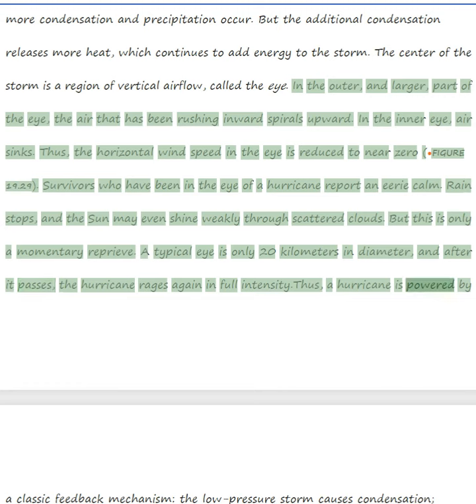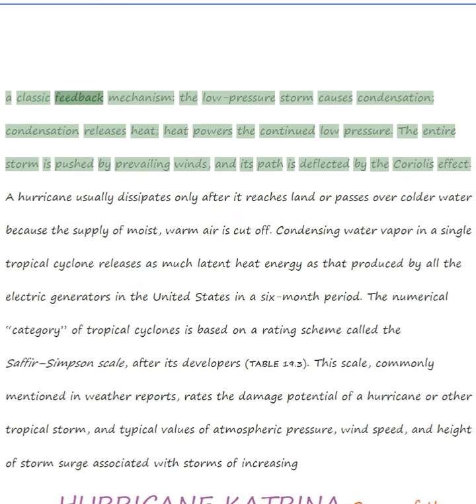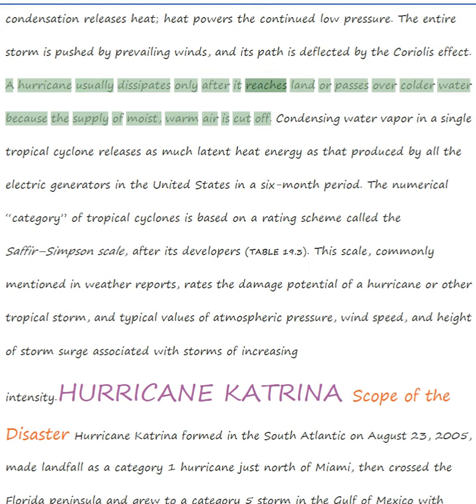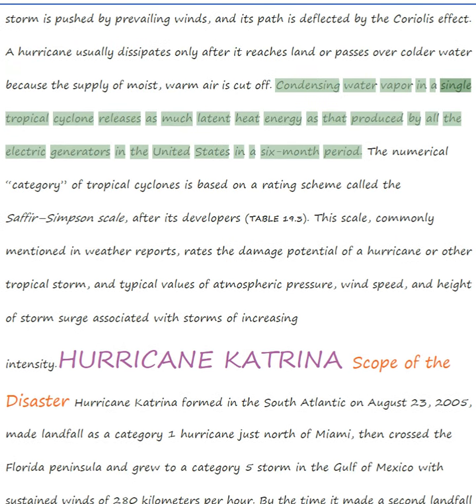Thus, a hurricane is powered by a classic feedback mechanism. The low-pressure storm causes condensation. Condensation releases heat. Heat powers the continued low pressure. The entire storm is pushed by prevailing winds, and its path is deflected by the Coriolis effect. A hurricane usually dissipates only after it reaches land or passes over colder water because the supply of moist, warm air is cut off. Condensing water vapor in a single tropical cyclone releases as much latent heat energy as that produced by all the electric generators in the United States in a 6-month period.